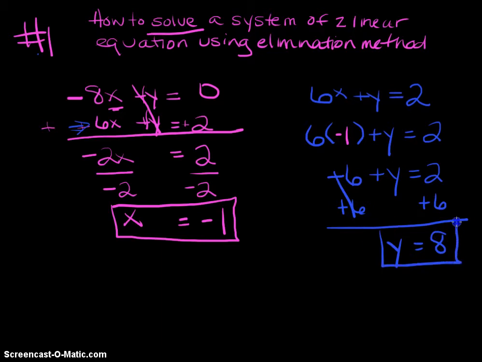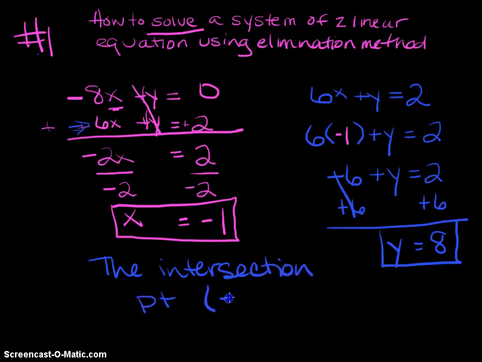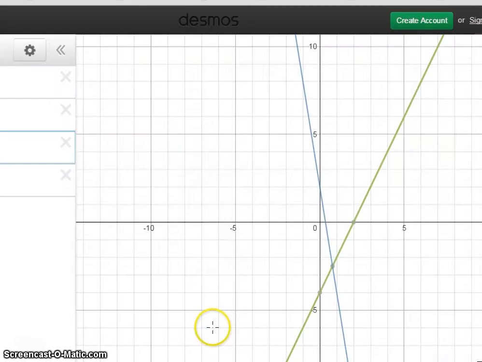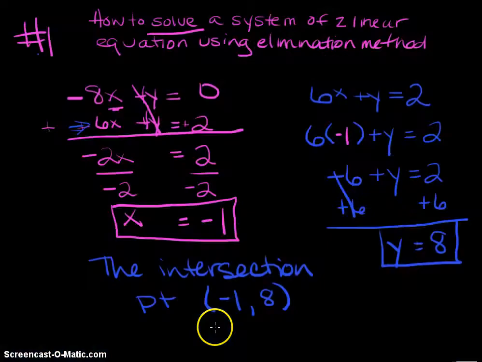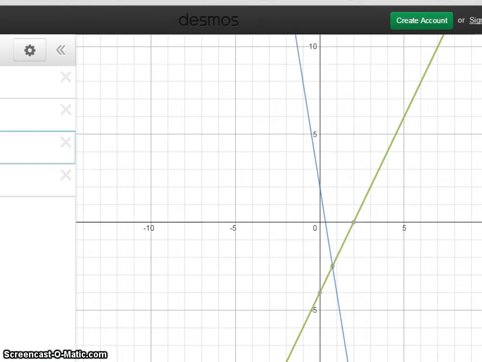So I have an answer here. So we want to say that the answer is not just x equals negative 1 and y equals 8. We want to say the intersection point is negative 1 comma 8. And let's go check this out on the graph to see if this is right. And there we go.